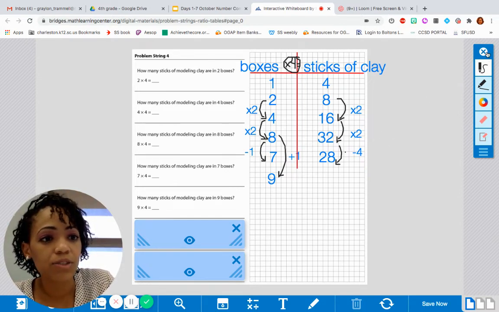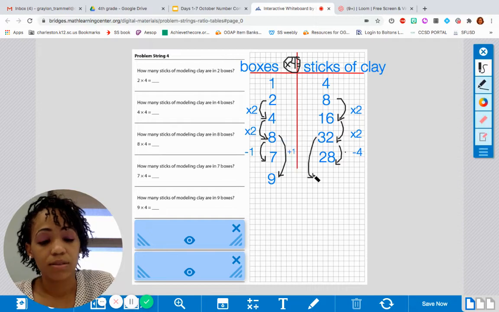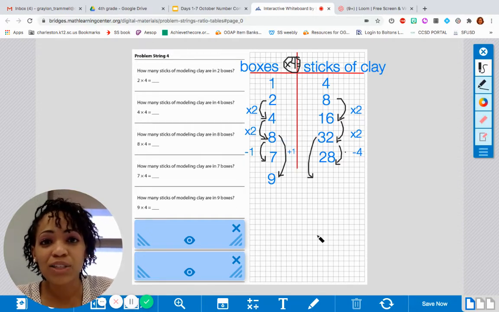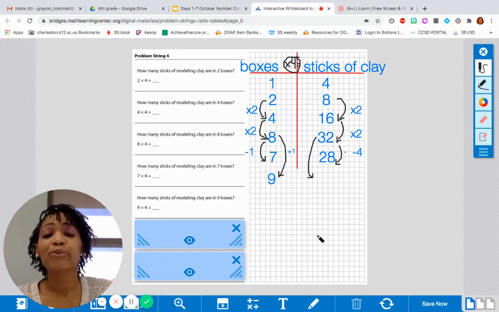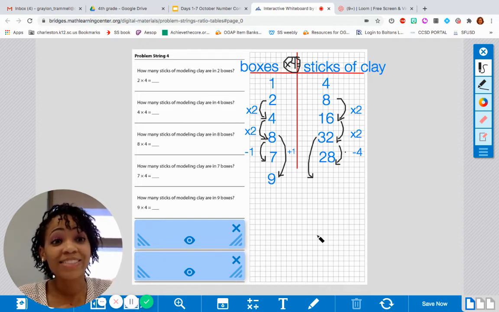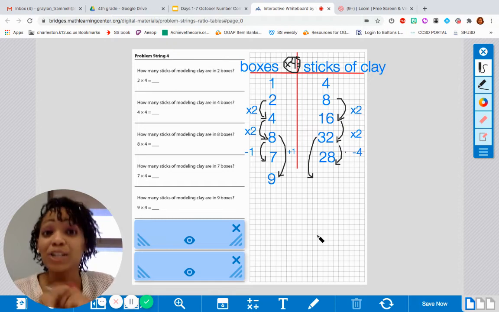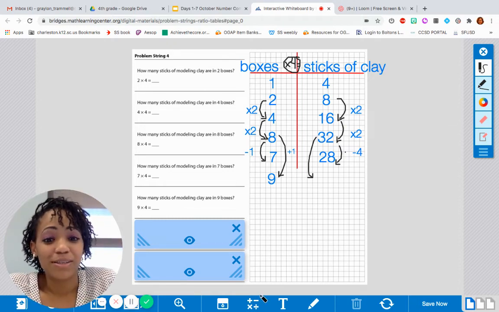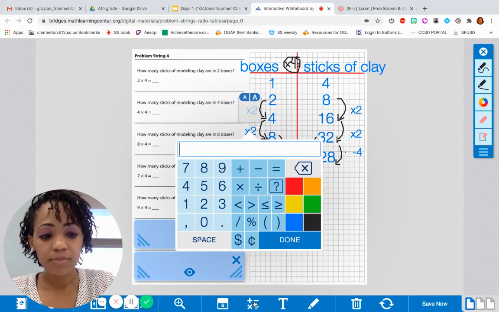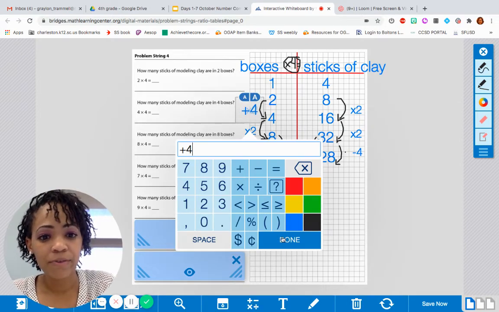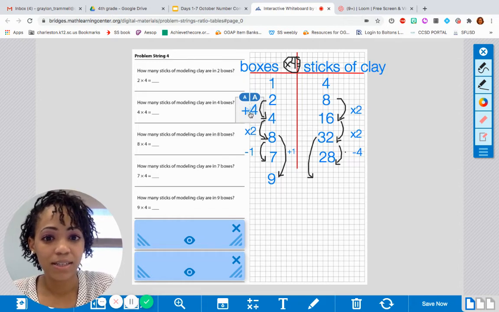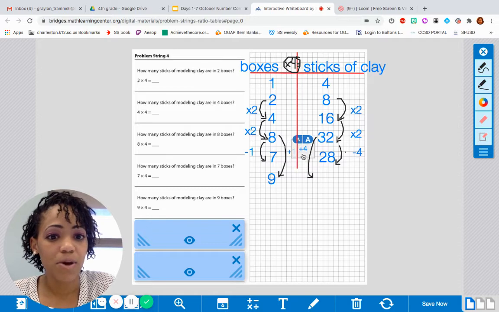So you didn't know 9 times 4. This is why we do ratio tables. This is why we talk through problems so that you guys can develop a deeper, a stronger sense of mathematics, which to me is very exciting. So I added 4, right? Let's make that smaller so it can fit.